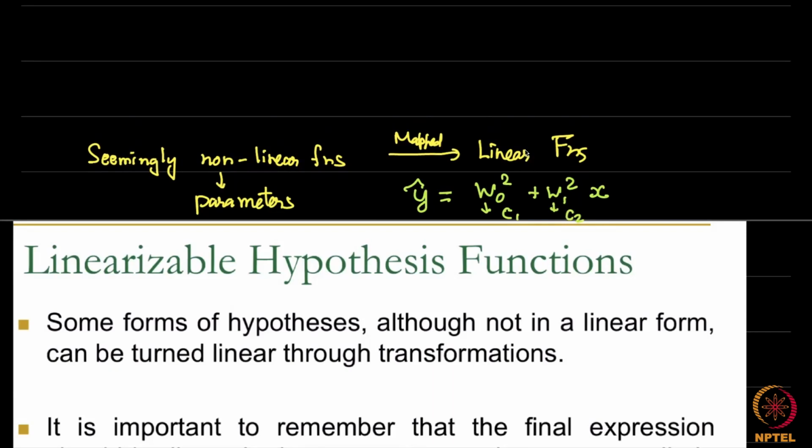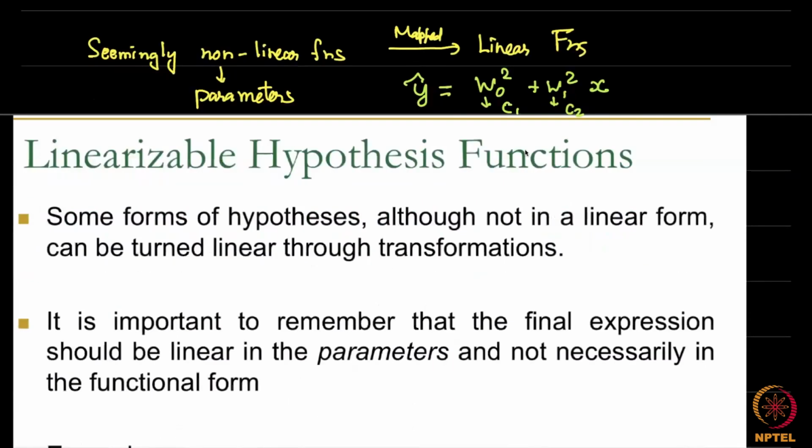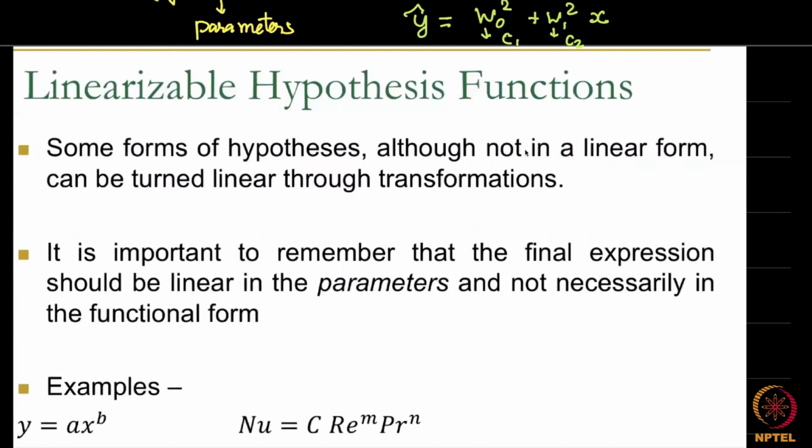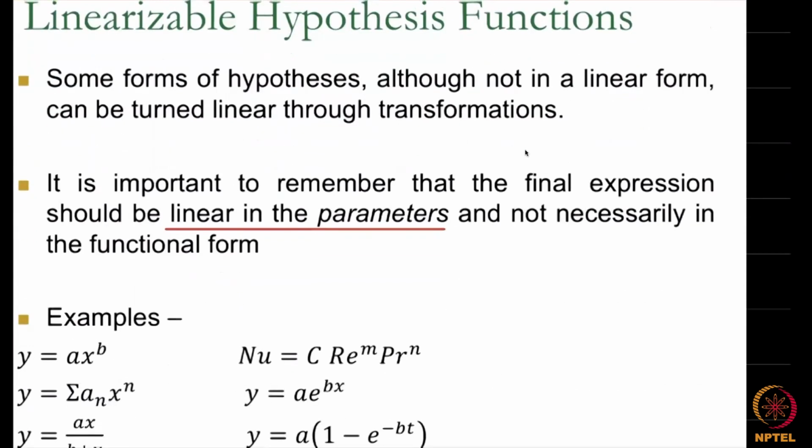So this is a simple example of how a seemingly non-linear function can be turned into a linear function, but this is of course a trivial example. I'm just renaming constants. You can do something a little bit more clever, and again, you would have probably done this at school too, but we'll just see the context here. The important thing is that it should be linear in the parameters, okay, and not necessarily in the functional form. So here is an example.